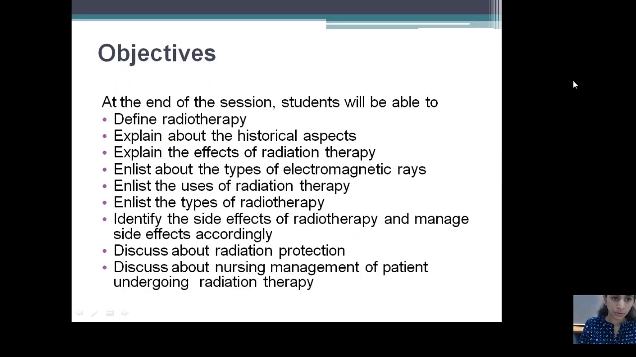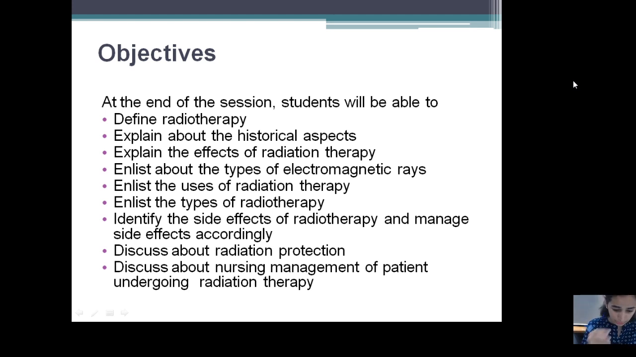So the objectives of today's session are, at the end of the session, the students will be able to define radiotherapy, explain the historical aspects, explain the effects of radiation therapy, the types of electromagnetic rays, the uses of radiation therapy, and list the types of radiotherapy, identify the side effects, and discuss radiation protection, and then we'll discuss the nursing management of the patient undergoing radiotherapy.